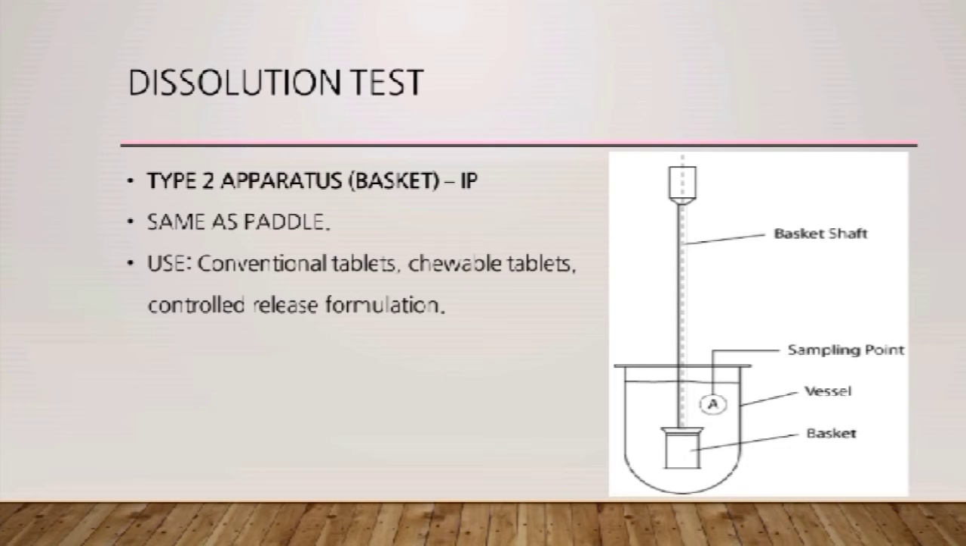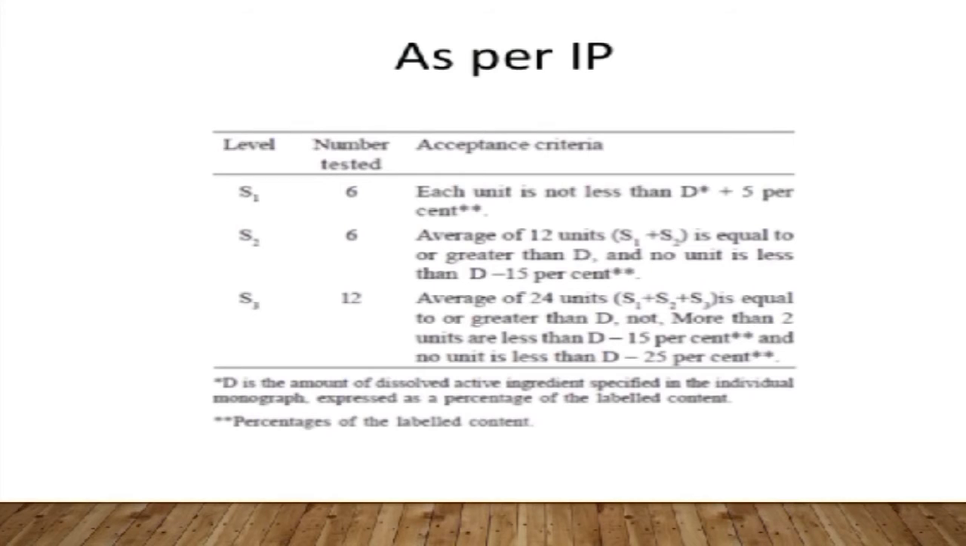It is mainly used for conventional tablets, chewable tablets and controlled release formulations. Now the acceptance criteria. It covers 3 stages: S1, S2 and S3. First, the S1 stage. In this, 6 tablets are taken. Each unit is not less than D plus 5%. This D is the amount of dissolved active ingredient specified in the individual monograph.